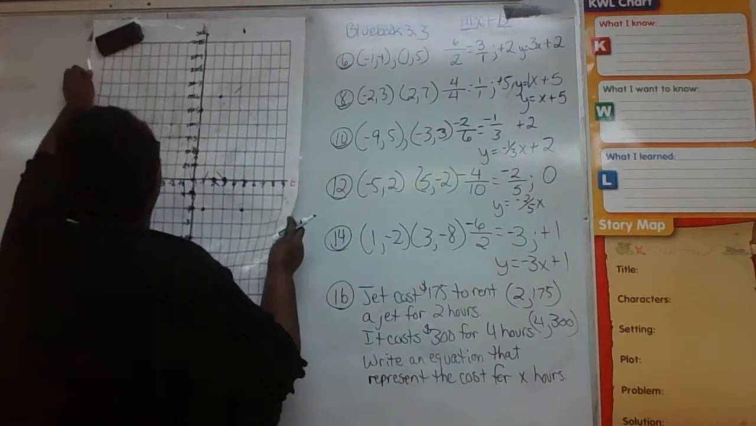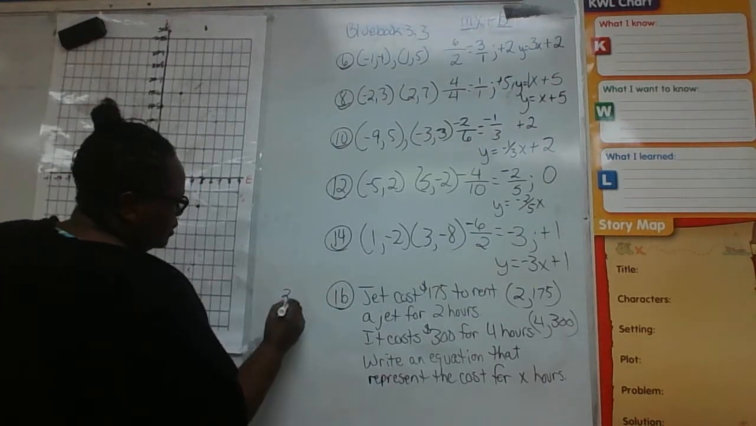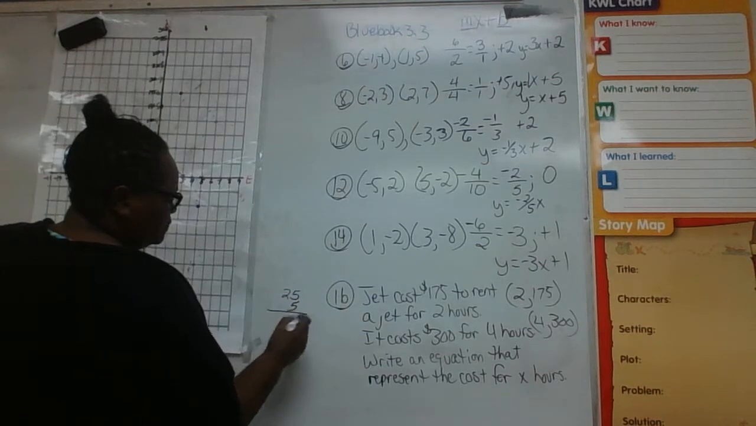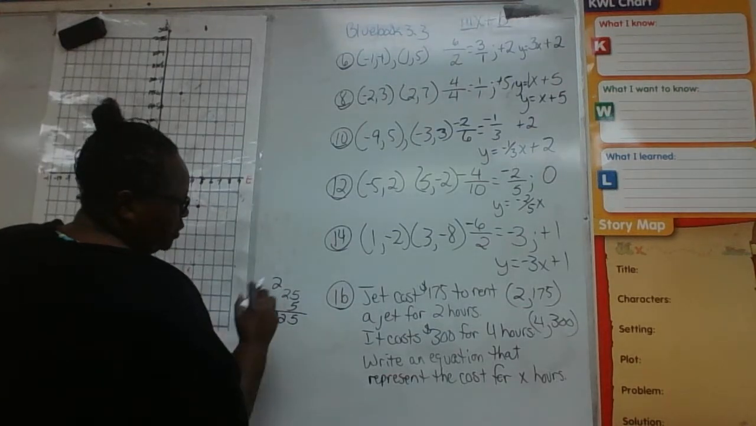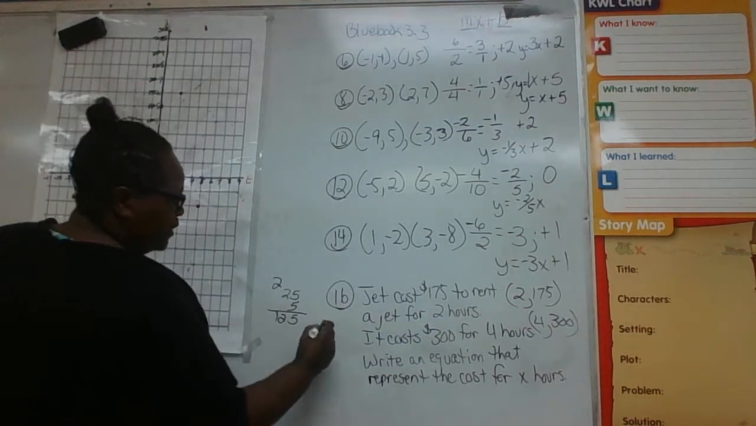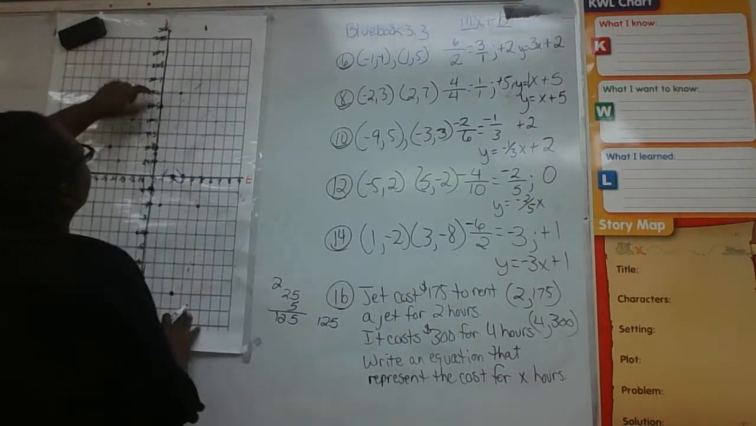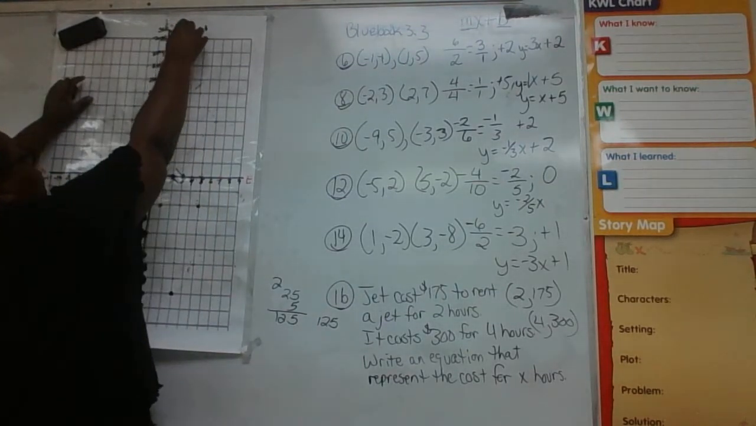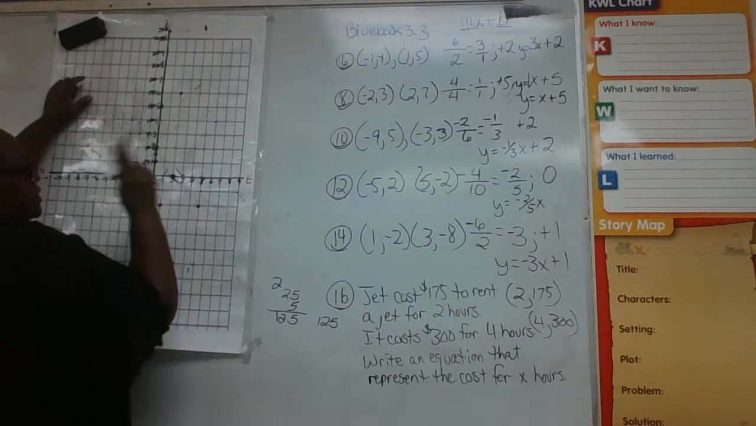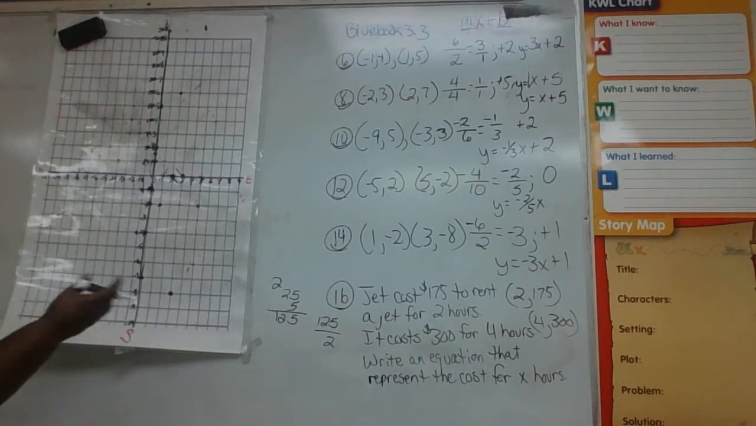25 times 5 is 125. Okay, so we actually went up 125. All right, so now our run. We went 1, 2, 3, 4, 5, and then our run was 1, 2. These were in single digits, so that's still over 2. All right, that is our slope. Do you understand?